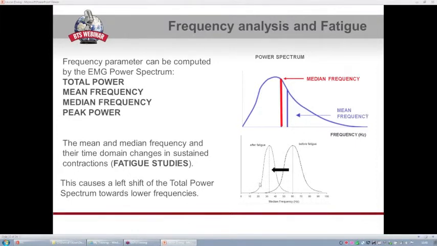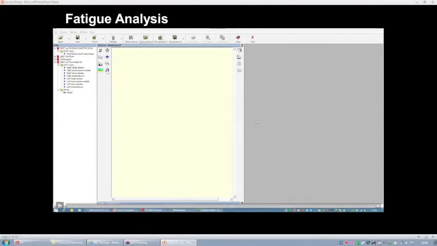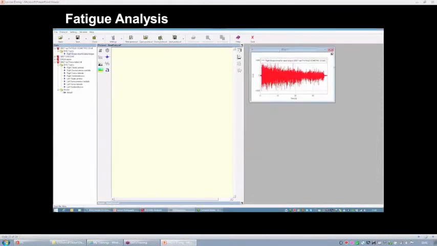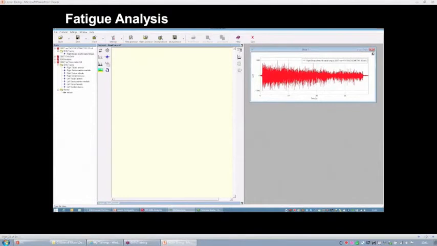So now I'm going to show you an example, but you can consider that the regression coefficient of the median or mean frequency slope towards the lower frequency can be used as a non-invasive fatigue index for the muscle. So now I want to show you an example about how you can compute fatigue indexes from the EMG analyzer application. In this example, I have voluntarily exaggerated the phenomenon.